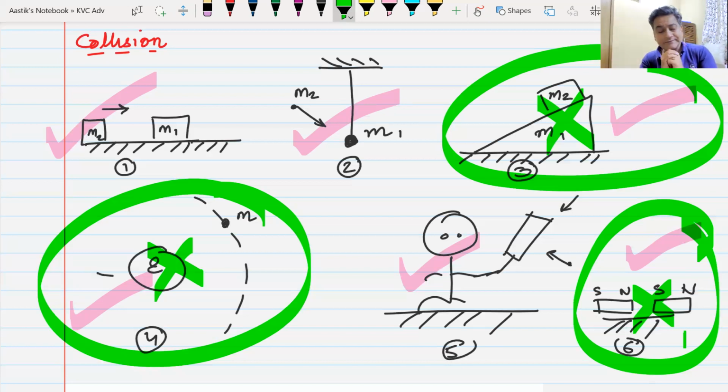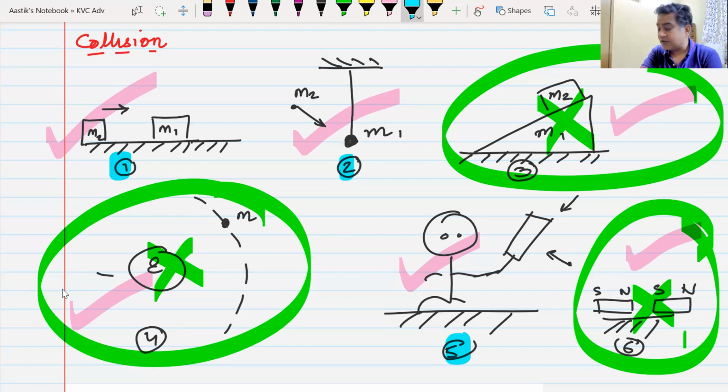What are those forces known as? Large magnitude forces acting for a very short interval of time are known as impulsive forces. So in all three cases, 1, 2, and 5, the common thing is they come in contact, there is an impact, and there are impulsive forces acting. So we will concentrate on these types of collisions where there is a sharp impact. That is why it is better to write it as impact.